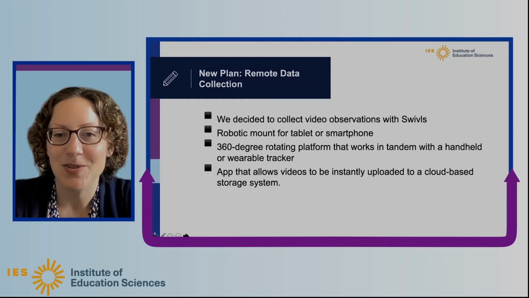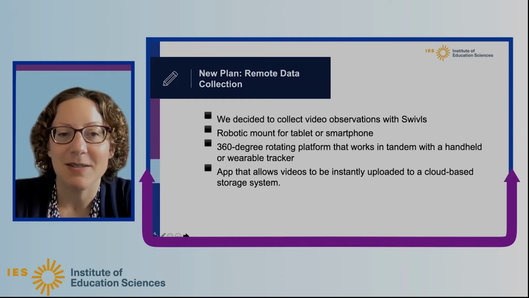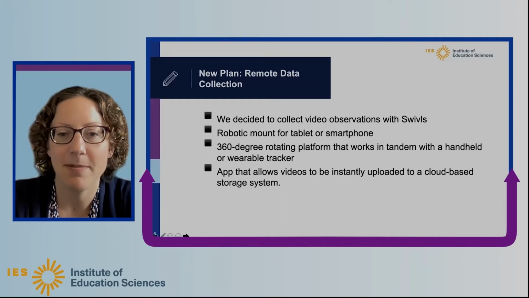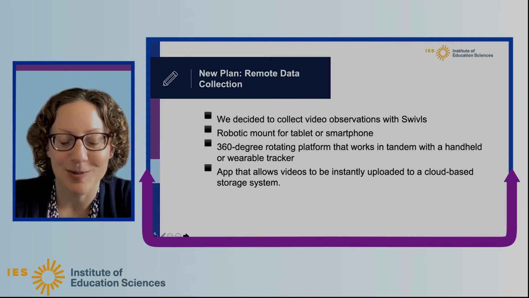So this was a huge change in plan. But what it did do is allowed us to get into classrooms and actually observe what was happening in classrooms during a time when researchers were not able to enter schools.